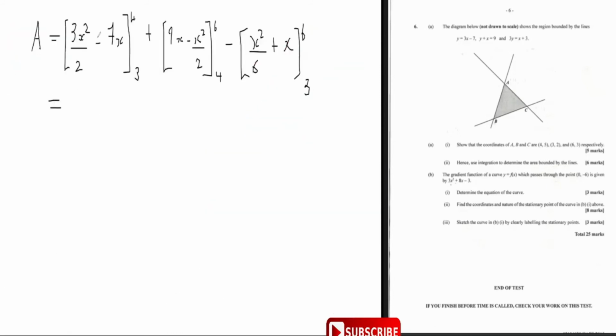So the area of the triangle, I'm going to work it out. 3 times 4 squared divided by 2 minus 7 times 4. When I put in 4, I'm getting negative 4. Then I put in 3, minus. When I put in 3, I get 3 times 3 squared divided by 2 minus 7 times 3. I get minus 7.5.